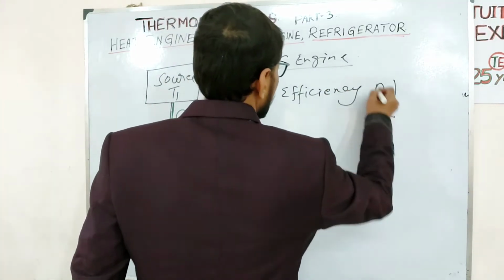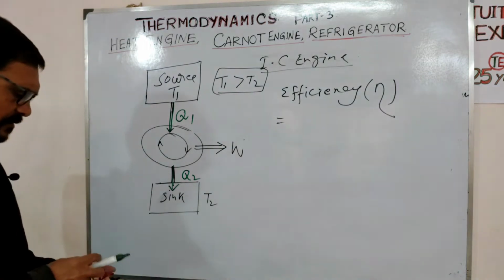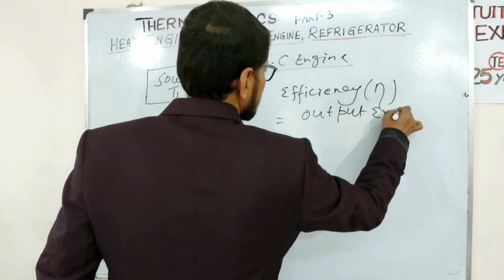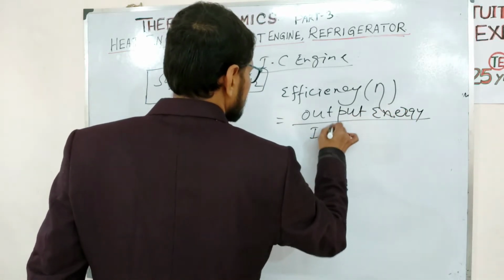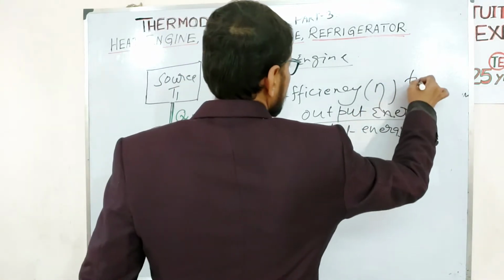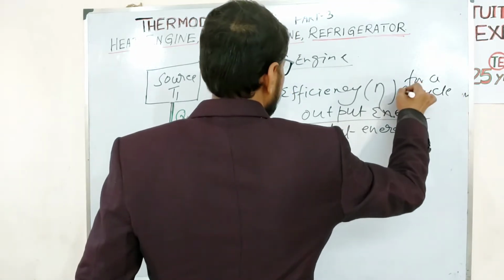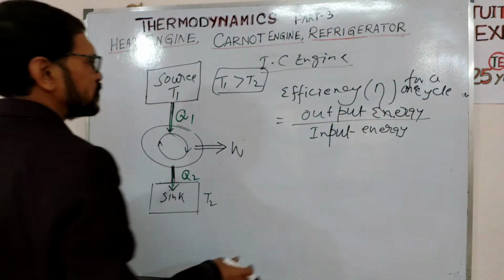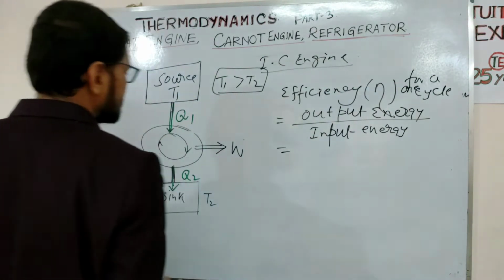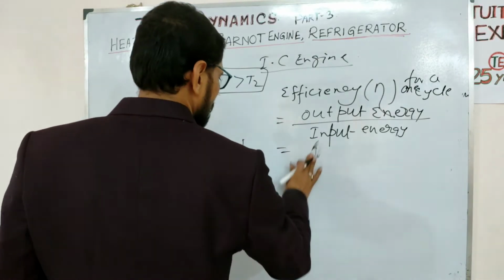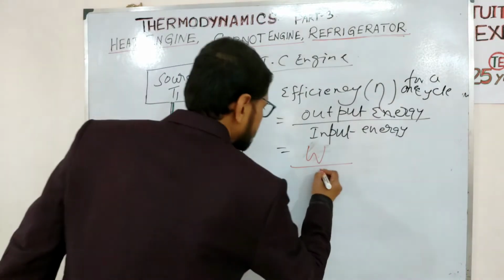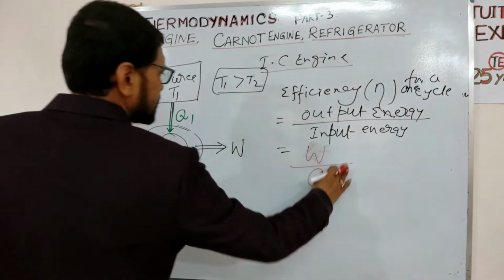Efficiency of a heat engine is equal to output work done by input energy. For one cycle, efficiency equals output energy in one cycle divided by input energy in one cycle. Now what is output energy? Output energy is work done, and input energy is Q1. So W by Q1 is efficiency.